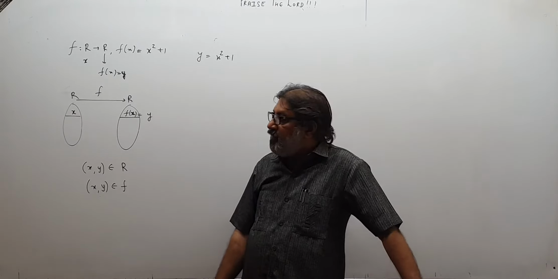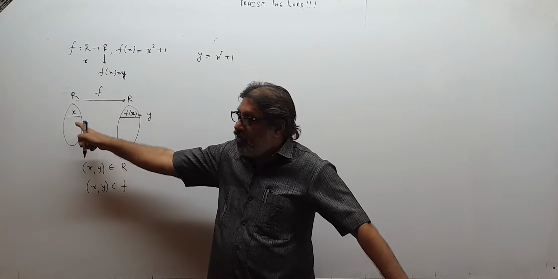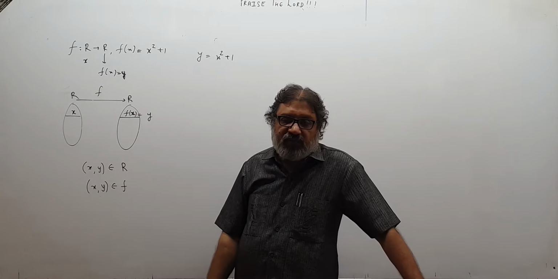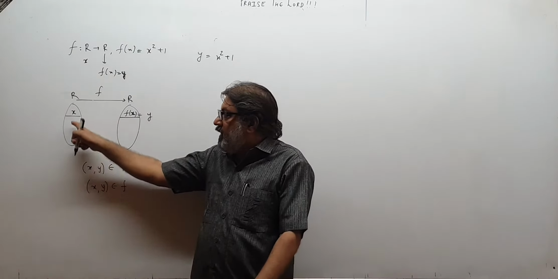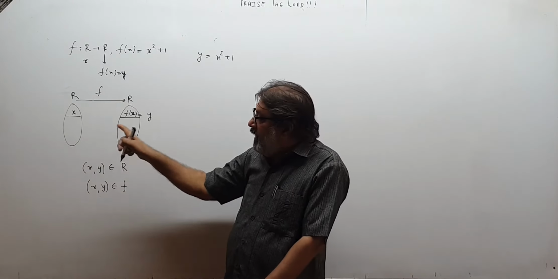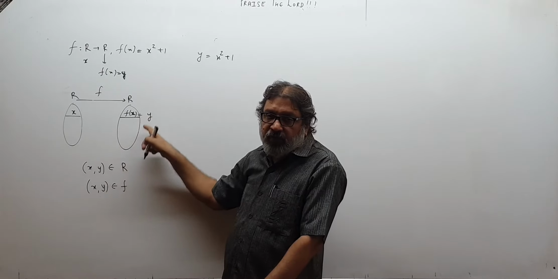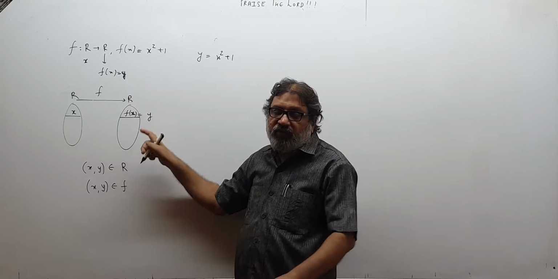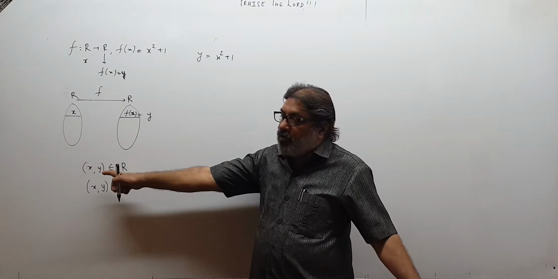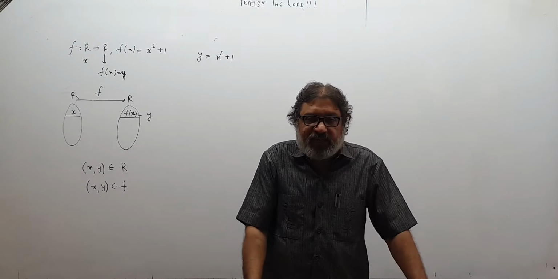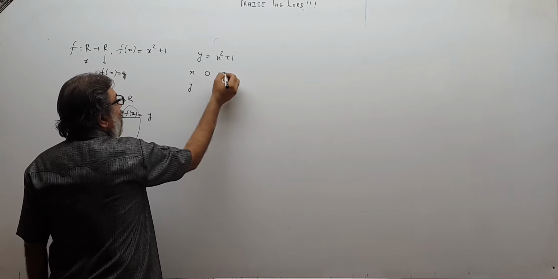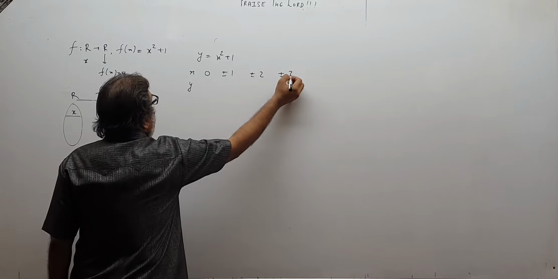The more important thing is that the values of the domain, the values of x, are plotted on the x-axis when we draw the graph. When we draw the graphs of the function, the values of x from the domain are plotted on the x-axis, and values of f(x), the values of the function obtained from the second set, are plotted on the y-axis. Therefore, we say (x, y) belong to R because first elements are plotted on the x-axis and second elements are plotted on the y-axis. So if y is x square plus 1, I can take some values. X is 0, plus minus 1, plus minus 2, plus minus 3.